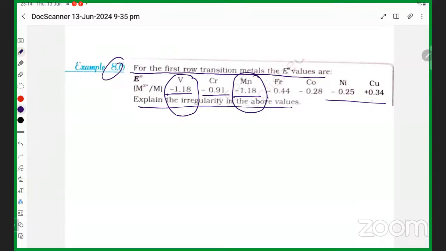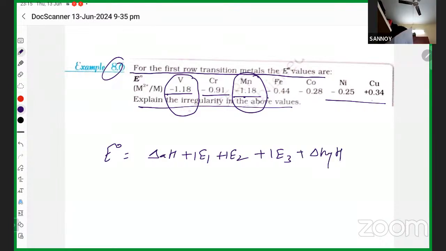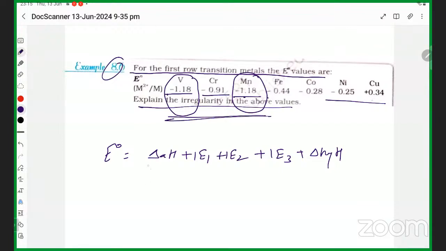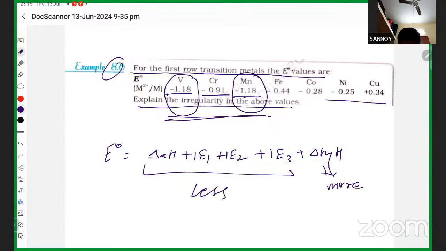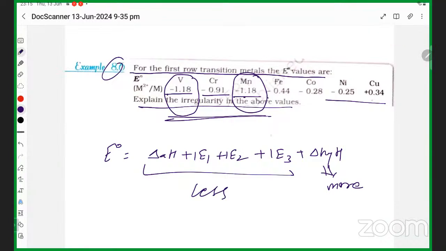Why more negative? If I ask you, E naught values are there, what will you find? Delta aH plus IE1 plus IE2, even IE3 is also responsible. For Mn3 plus, IE3 is also responsible. Plus delta hydration H. So why are they getting more negative? More negative means this is more, and some of the others are going to be less. So hydration enthalpy is more, or the enthalpy of atomization is less. That is why they are having large negative values.